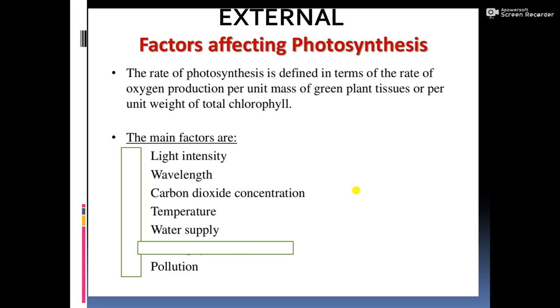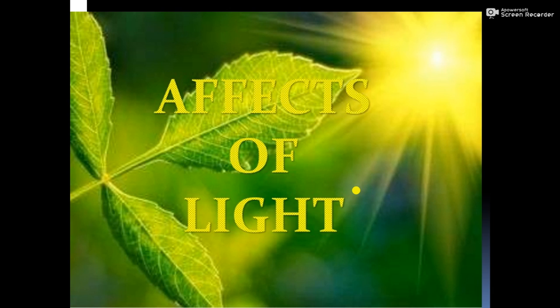So, the external factors affecting photosynthesis. The rate of photosynthesis is defined in terms of the rate of oxygen production per unit mass of green plant tissues or per unit weight of total chlorophyll. So, the main external factors are light intensity, wavelength, carbon dioxide concentration, temperature, water supply, and lastly, pollution. Now, we'll talk about the effects of light.